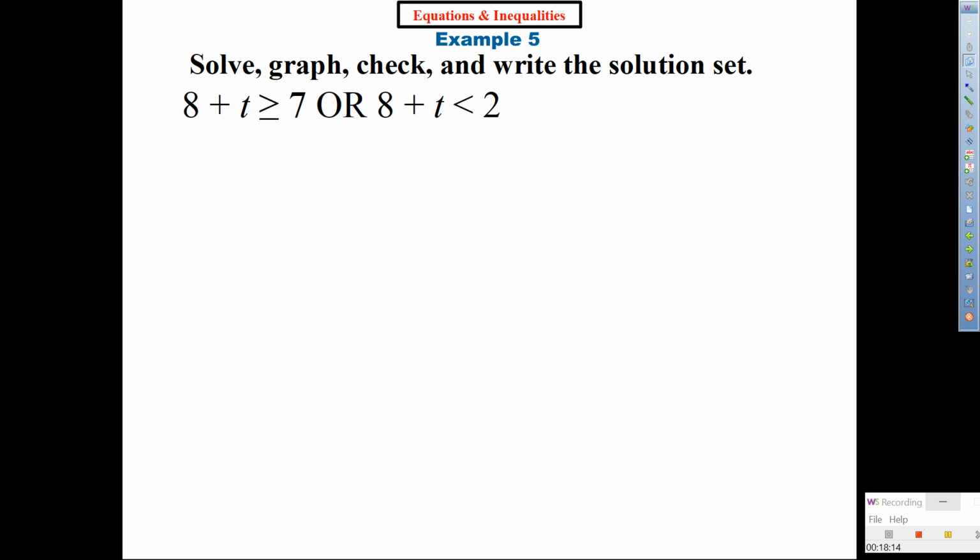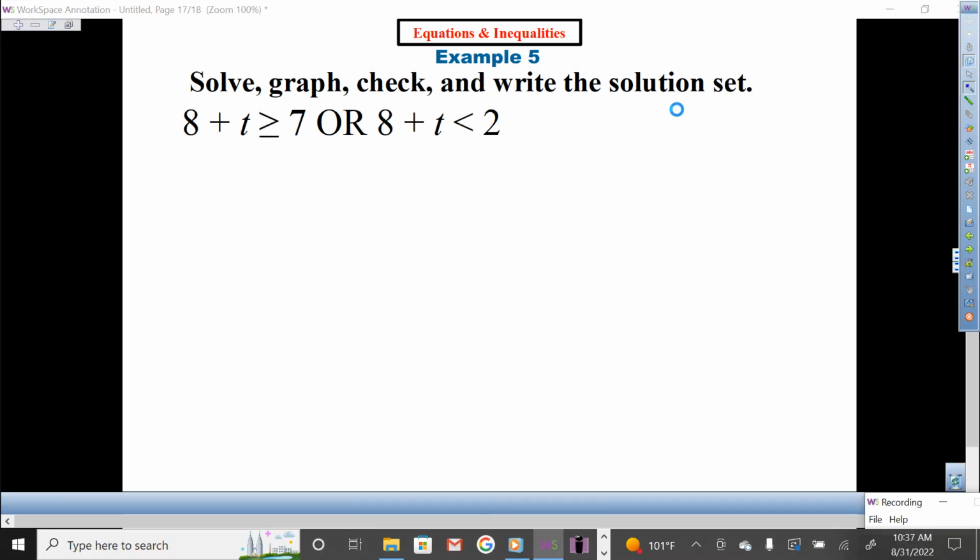I touched on this one yesterday very briefly. Today I want to make sure I hammer this out really well and everybody understands how to solve and write your solution set from this. It reads, example 5: 8 plus t greater than or equal to 7, or 8 plus t less than 2. I'm going to do the first inequality in red, and the one on the right I'm going to do in blue. All right?